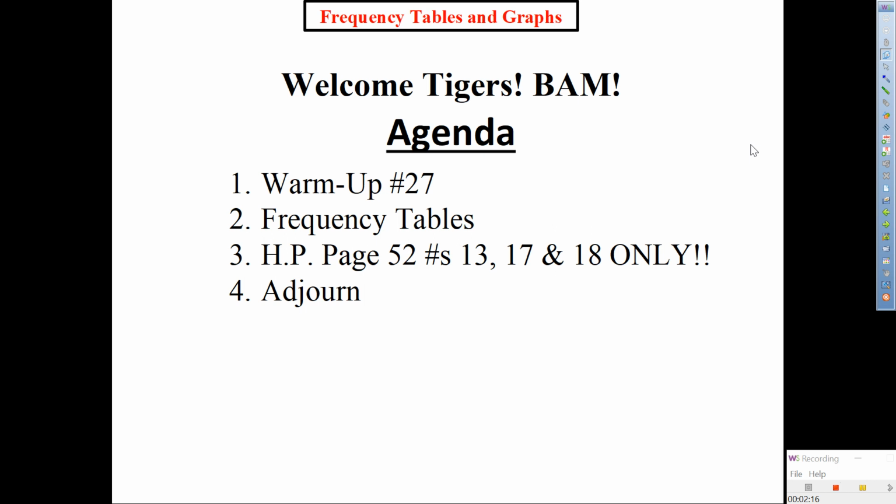Today we are taking a step to the side just to revisit frequency tables. I know we already started with these, but with very simple ones at the beginning of the school year. Like I said, I was covering just the foundation so that you can have an idea as to where we're going. Today we're going to go a little bit more into depth with these tables. And tonight's homework is page 52, numbers 13, 17, and 18.